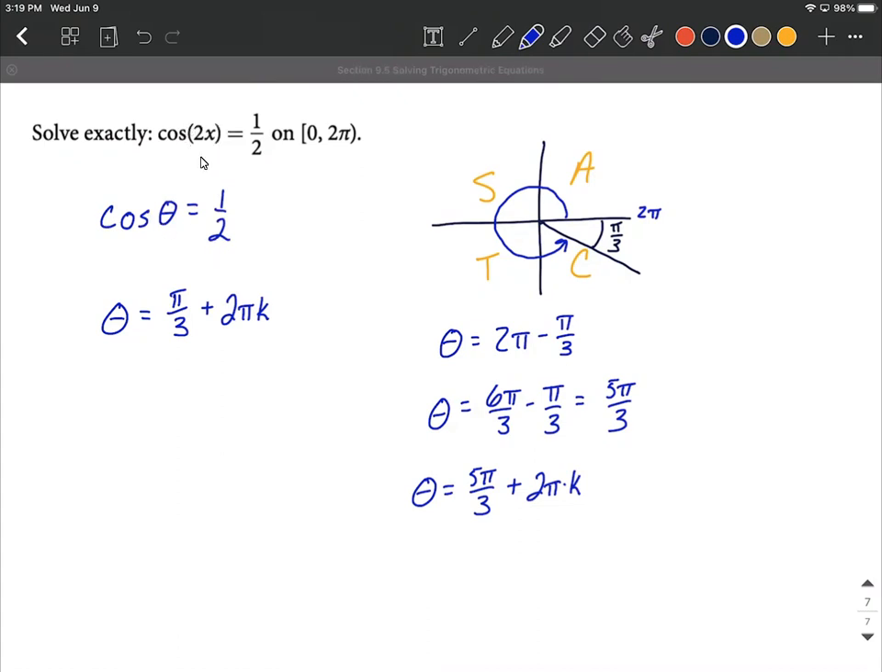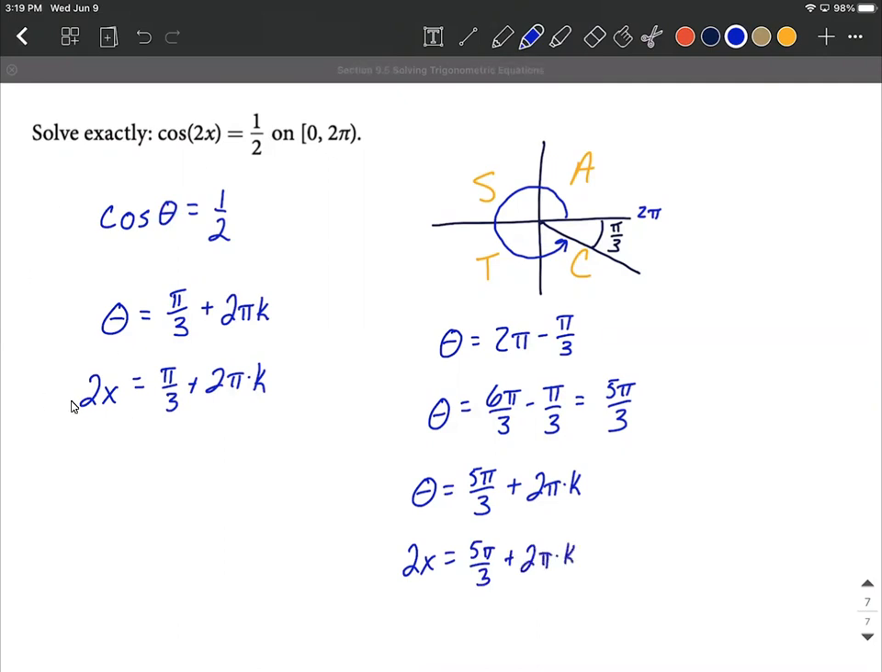Ours was slightly more difficult than that. It was cosine of 2x is equal to 1/2. So next what I'm going to do is replace my theta with 2x. So we can say our solutions are going to be 2x equals pi over 3 plus 2 pi times k, or 2k times pi. And then our other one can be represented as 2x is equal to 5 pi over 3 plus 2 pi times k.